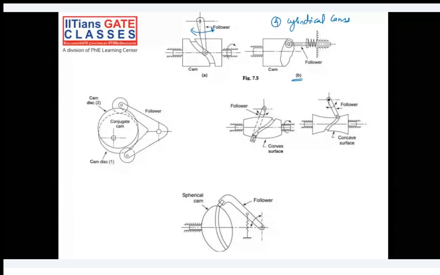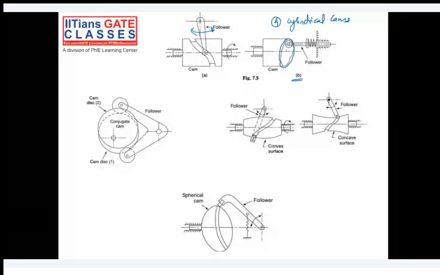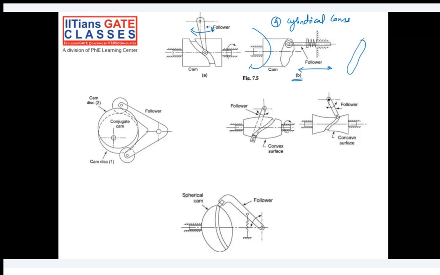What about the second figure, figure number B? This is again spring loaded, but here one end of the cylinder is made in the form of a cam. So basically this follower will do a translatory motion as the cam rotates. Yes, Sean, the follower is touching the cross section of the cylinder here. The cross section is not a plane shape. We have made a different shape so that the follower will move towards right and left. So this is how we can understand cylindrical cams. We can also call them drum cams or barrel cams.